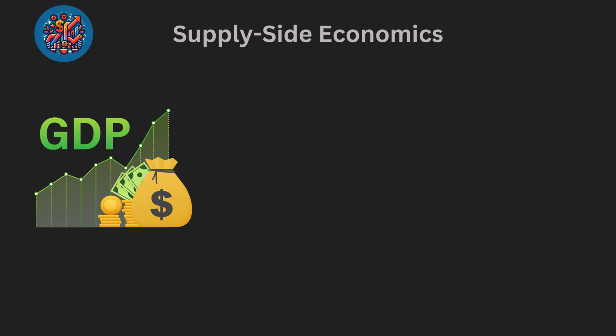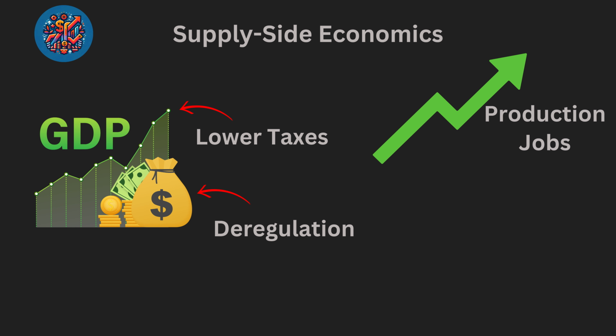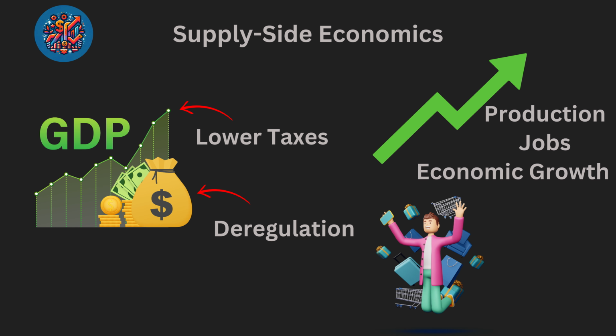Supply-side economics. This theory posits that economic growth can be most effectively created by lowering taxes and decreasing regulation. Supply-siders believe that such policies will lead to increased production, jobs, and economic growth, arguing that consumers will benefit from a greater supply of goods and services at lower prices.